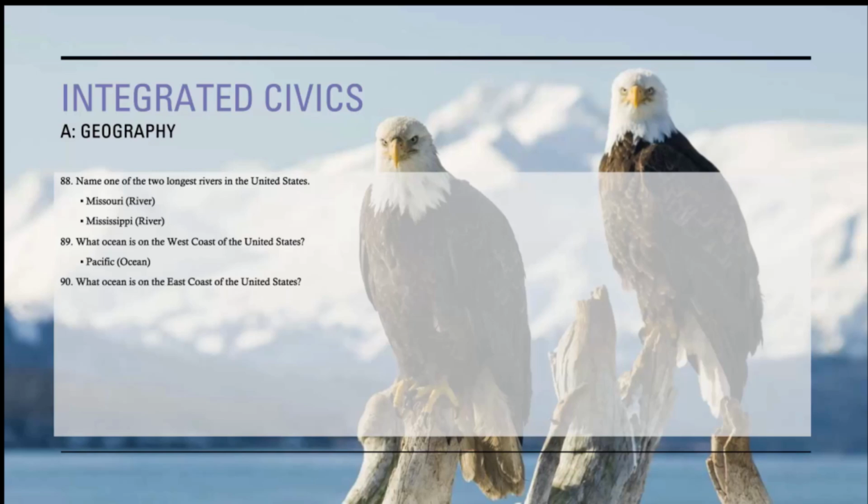Question number 90. What ocean is on the east coast of the United States? The Atlantic Ocean. Question number 91. Name one U.S. territory. At this point, let's go ahead and name all the U.S. territories. They are Puerto Rico, U.S. Virgin Islands, American Samoa, Northern Mariana Islands, and Guam.